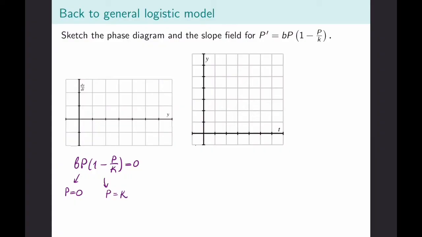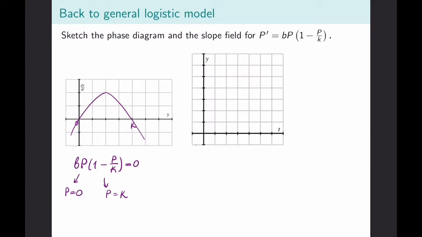Now, if I open up the brackets of the logistic model, I will see that what I in fact have is a quadratic function, which means that the entire logistic model is simply a parabola with a negative coefficient in front of the p squared term. So it's a parabola looking down with 0 and k as steady states. If this is 0, and let's say somewhere over here is k, what I'm going to have for the logistic growth then is a parabola looking down like this.